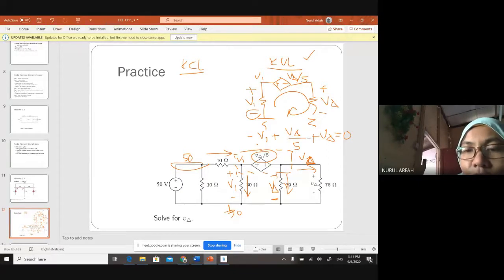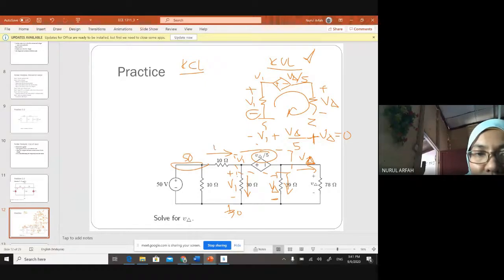So this is your first equation, for KVL. What about KCL? You look at your current direction, which is, this is I1.